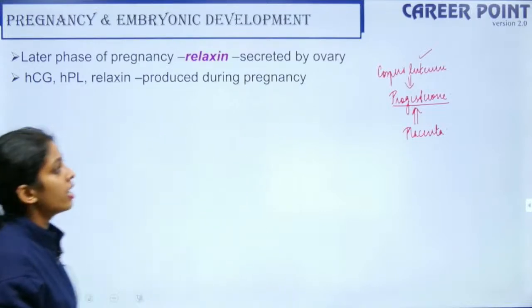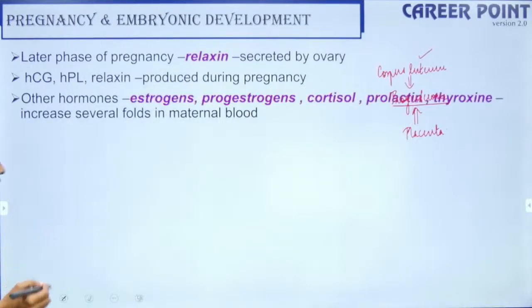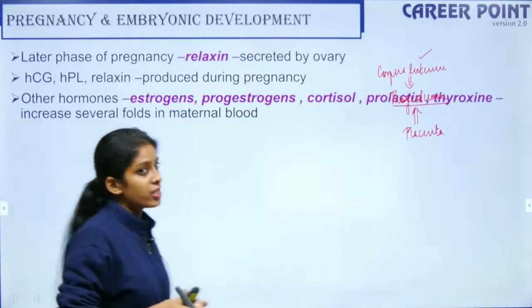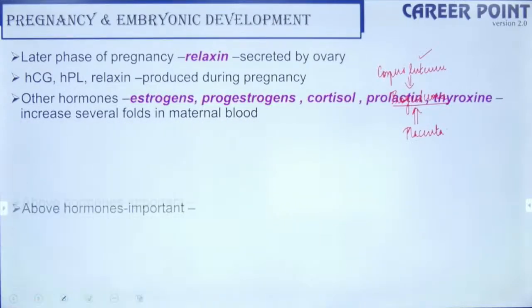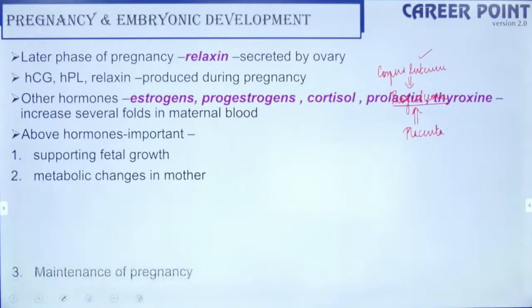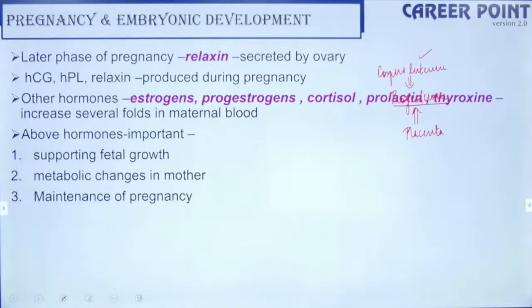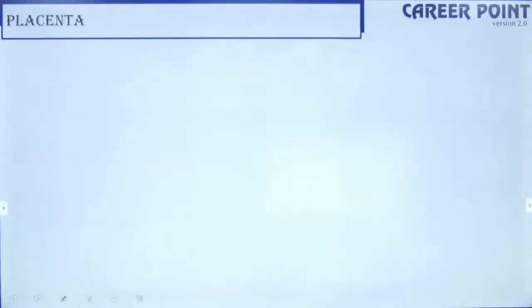Okay, so the placenta acts for a short period as an endocrine gland. Other hormones along with estrogen, progesterone, and cortisol: we also need prolactin, and we also need thyroxine. If there is no thyroxine, that leads to cretinism, right? You remember? So this increases several folds in the maternal blood. What is the function of all this? It supports fetal growth, metabolic changes in the mother, and maintenance of pregnancy, that is, the uterus enlarges and all that. So all these are the uses of these hormones.